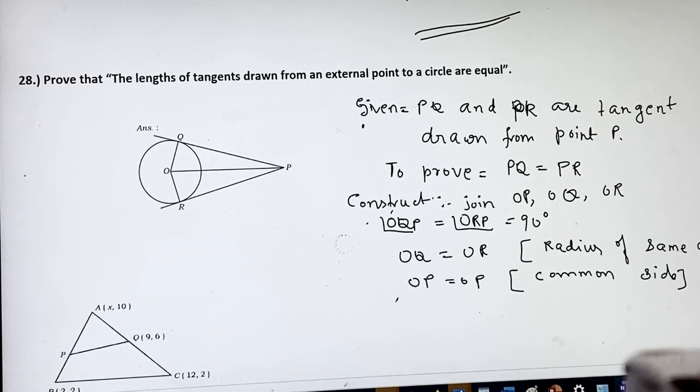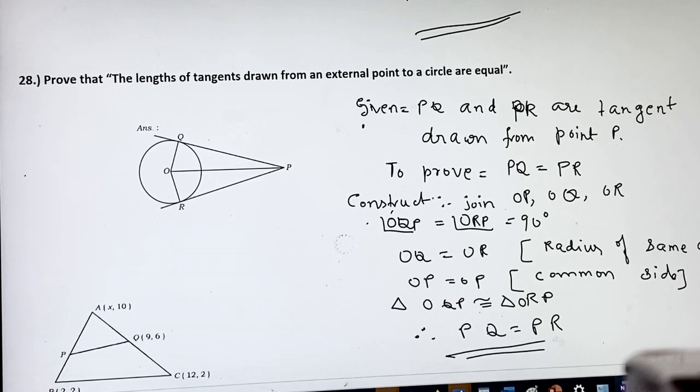Now therefore, triangle OQP is congruent to triangle ORP. Therefore PQ is equal to PR, hence proved. So if you add these steps, then you'll get all the 3 marks. Okay, clear? Now moving on to the 29th question.